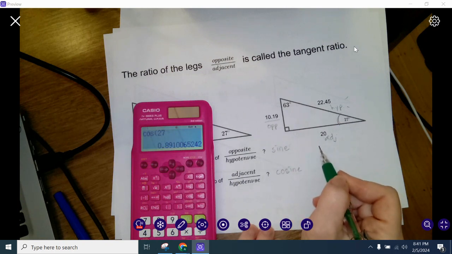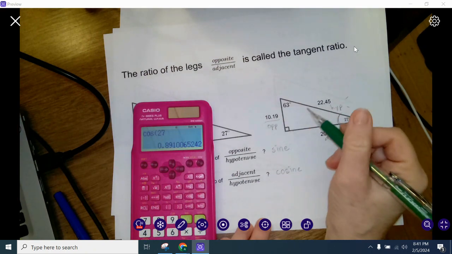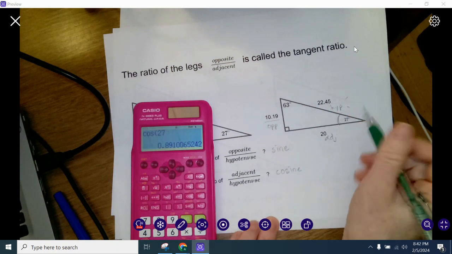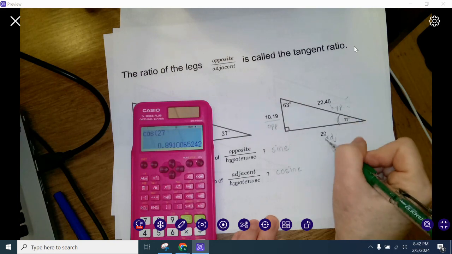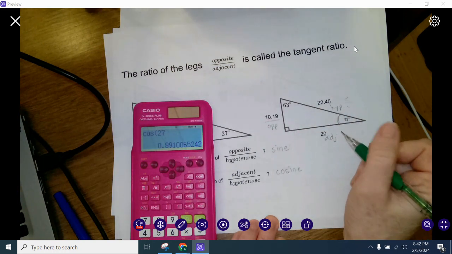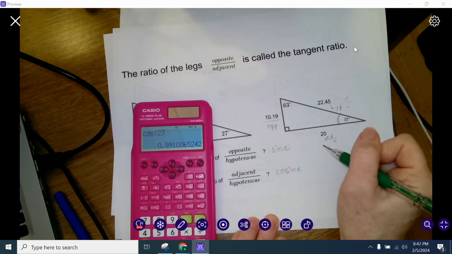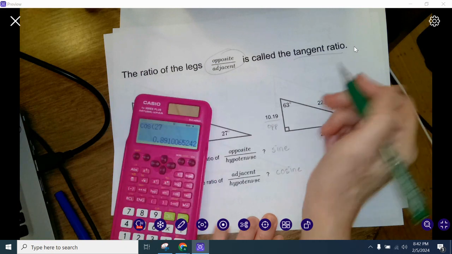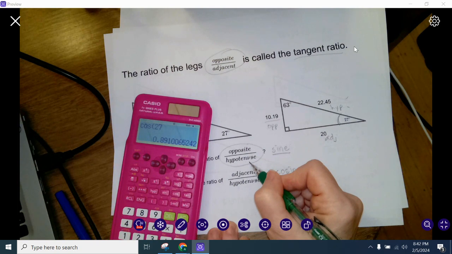Okay, and then I mentioned that you could also flip these, right? You could have hypotenuse over opposite. That is called the cosecant. And you can have the hypotenuse over the adjacent. That's called the secant. And you can have the adjacent over the opposite. That's called the cotangent. So there's a total of 6 trigonometric ratios that mathematicians use, but we're introducing them one at a time. So we've been using the tangent ratio already, which is opposite over adjacent. And today I'm going to have you start using the sine ratio, which is opposite over hypotenuse.